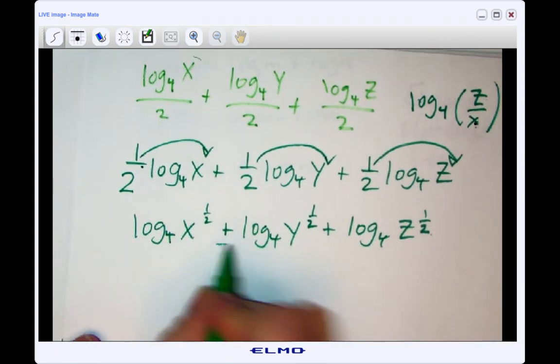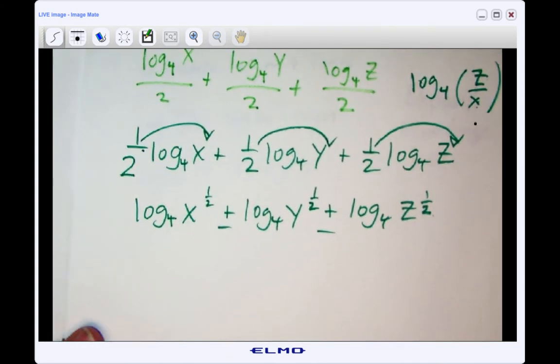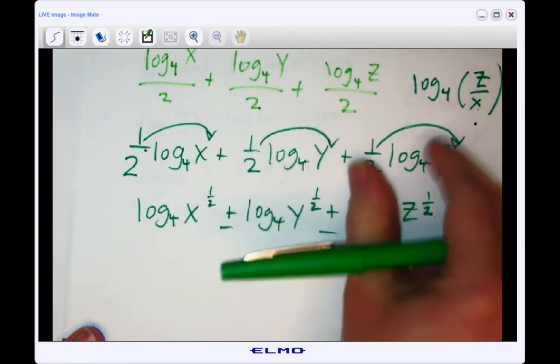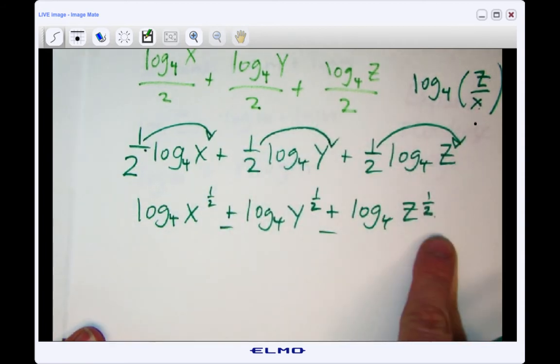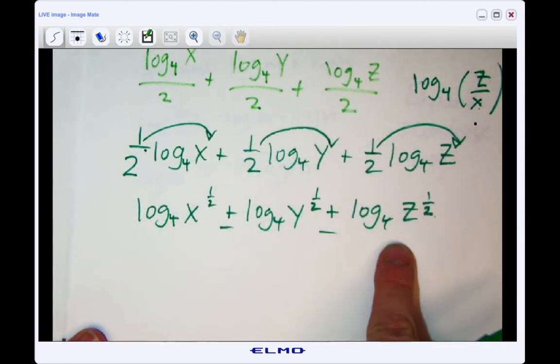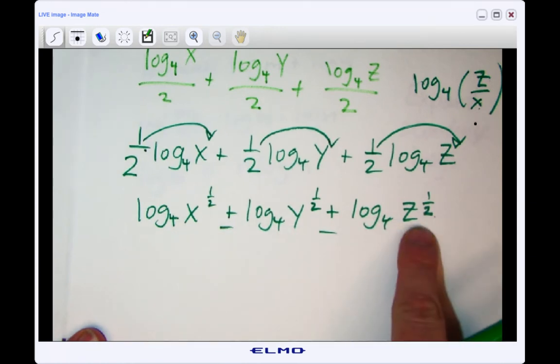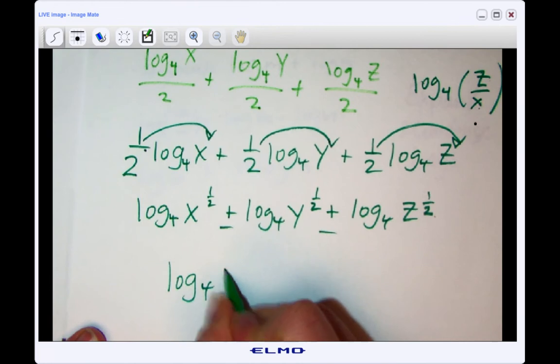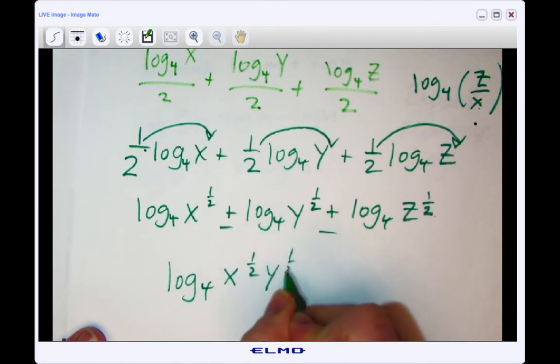Now I'm going to take care of these. So I did the things closest to it first, and now I'm going to combine the terms. I took care of everything inside each term first, and now I'm going to combine these terms. And how do I do that? Well, I'm going to multiply these expressions together inside one log. So I'm going to have log base 4 of x to the 1/2, y to the 1/2, z to the 1/2.